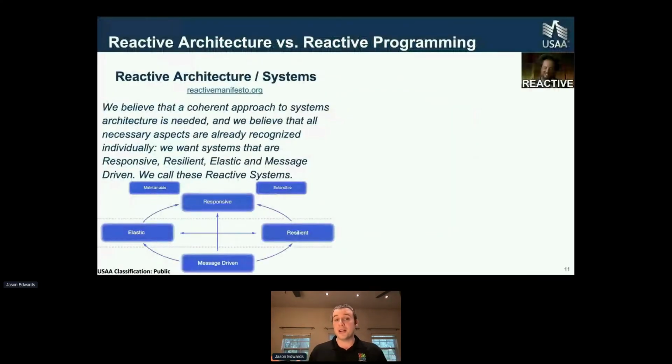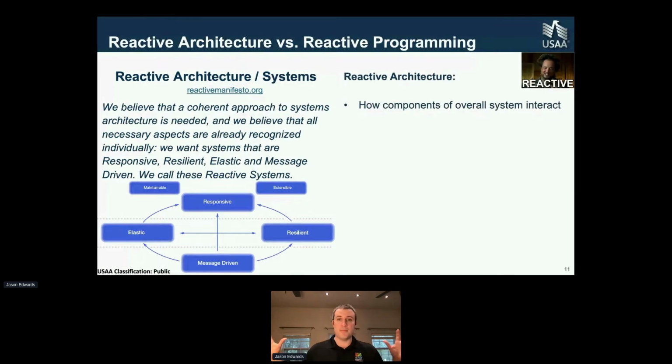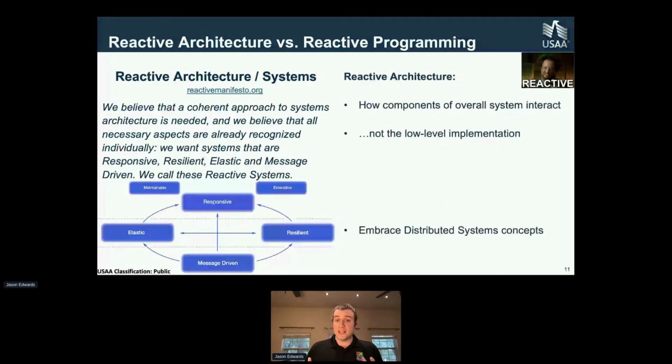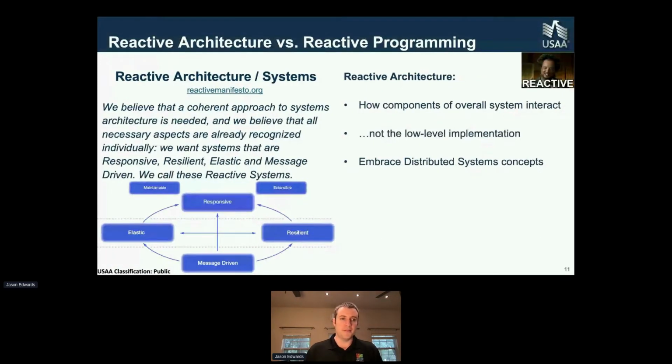So reactive architecture, also called reactive systems, when you hear folks talking about the reactive manifesto, wanting to have responsive applications that are elastic and resilient and have an underpinning of being message driven, that's talking about reactive architecture or reactive systems. So reactive architecture is focused on how the overall components of your system interact with one another. It's not concerned with individual lines of code and low-level implementation. A reactive architecture means you need to really embrace distributed systems concepts. And so we'll get into that in a little bit of what that means, but eventual consistency is definitely one that comes to mind.